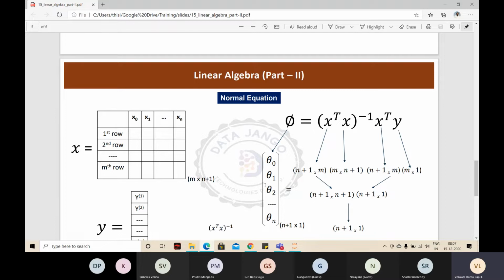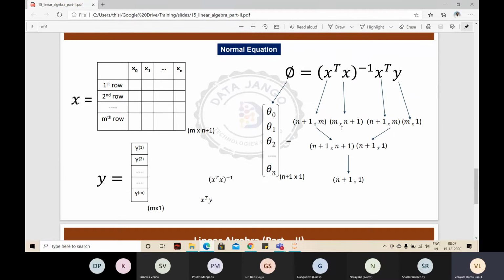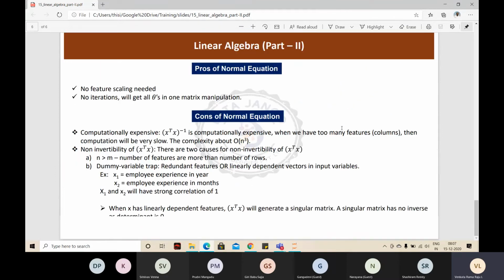So the linear regression algorithm works even when the number of columns is more than the number of rows, using pseudo inverse. When it is unable to find the inverse here, it will use pseudo inverse and do it, but it is not the right way. Also, X transpose X is computationally expensive.